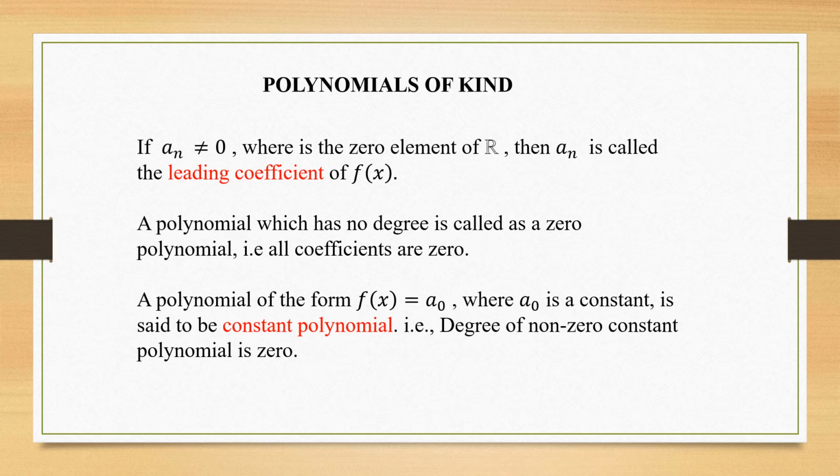Now, second category. A polynomial which has no degree is called a zero polynomial. That is, all coefficients are zero. Third category. A polynomial of the form f of x is equal to a naught, that is, only the constant, no variable here, where a naught is a constant, is said to be a constant polynomial. The degree of a non-zero constant polynomial is 0 because there is no x here. If at all I want to write x, I will write x raised to the power 0. So the degree of the polynomial is 0. Obvious.